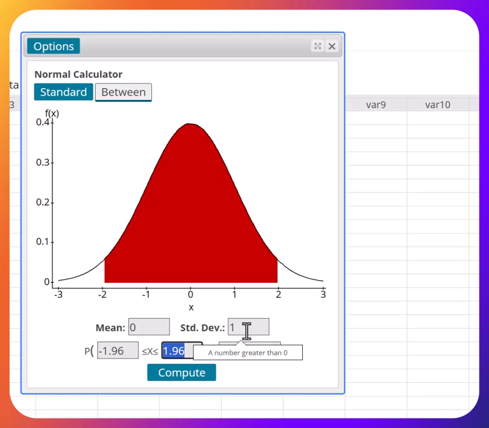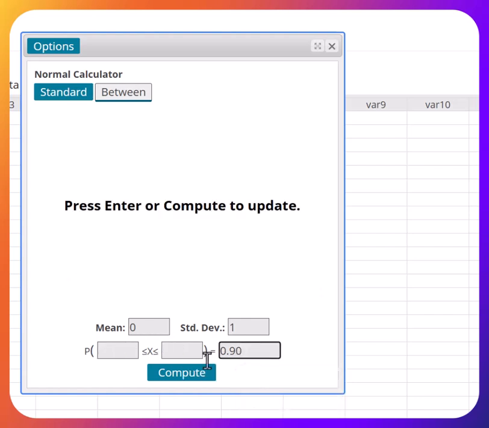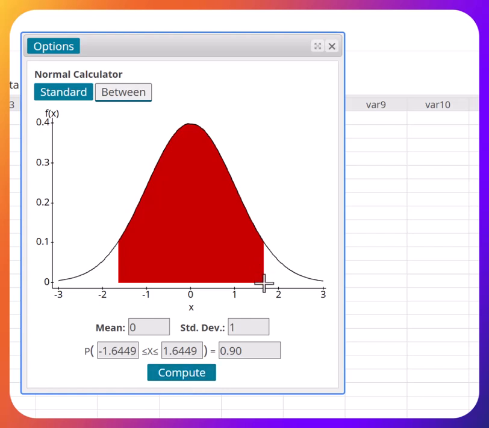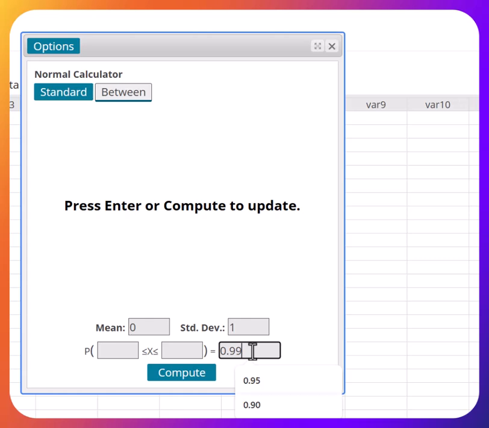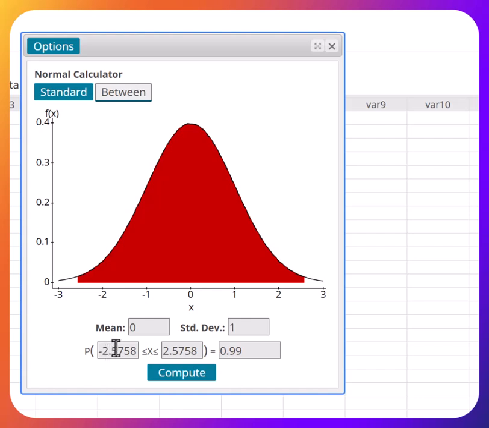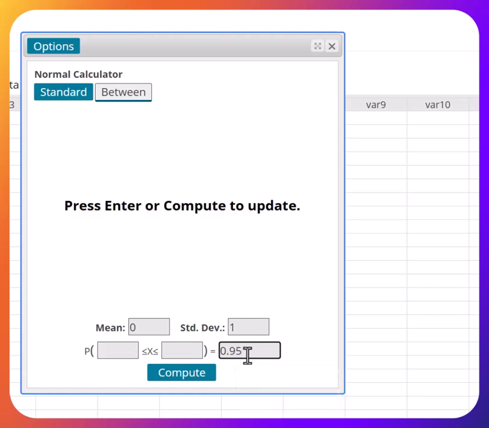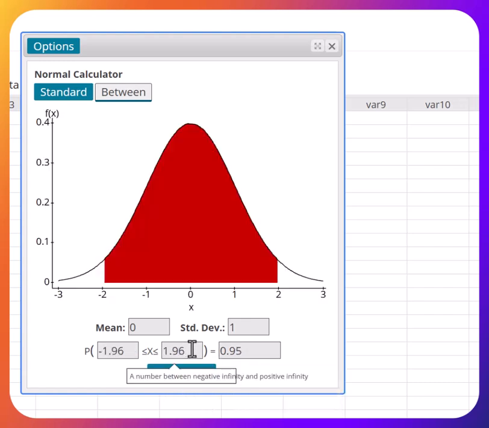If instead of 95%, he gives you 90%, and he asks you to find just a critical number, you just put 90 right here and compute, and look, you get the two numbers: 1.645 here and negative 1.645 there. And if he gives you 99%, these are the three common confidence levels, watch. It's negative 2.576 and 2.576. In our question, it's 95, so it's 1.96.